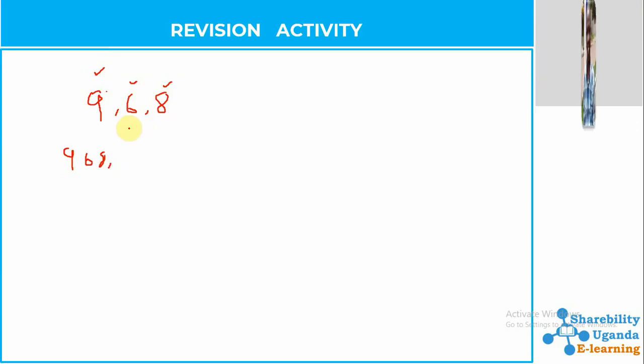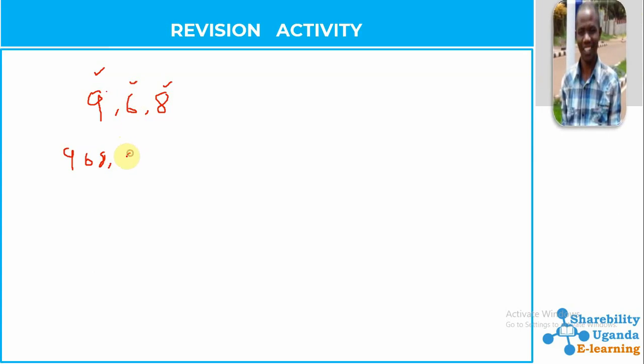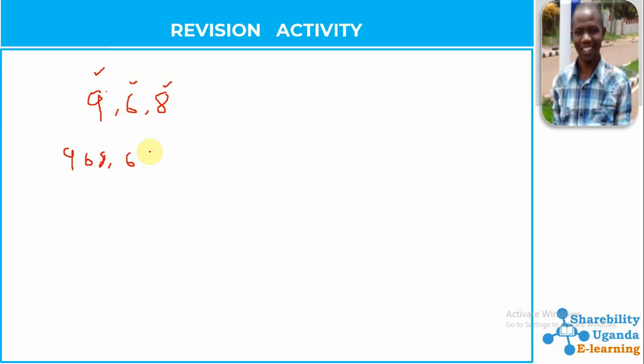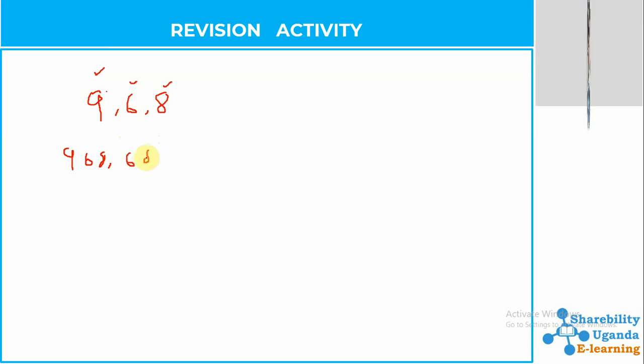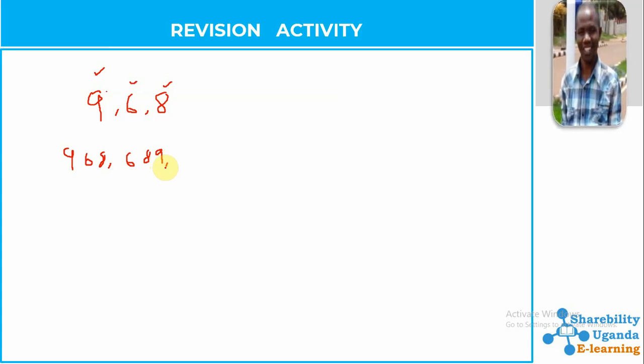Then we form our second numeral. In our second numeral, we get our second digit, which is a 6, then 8, that is our third digit, then 9 as our first digit. So here we have formed another numeral.